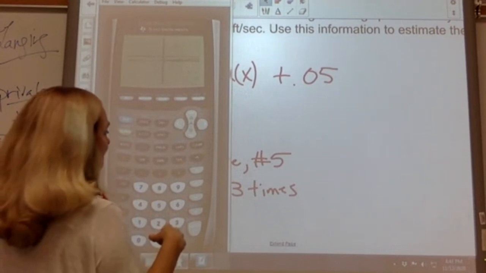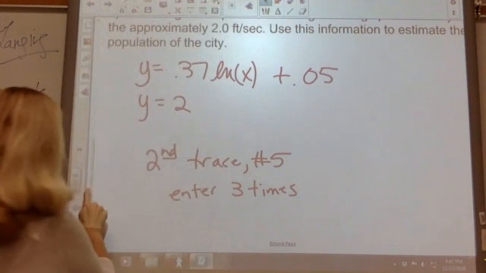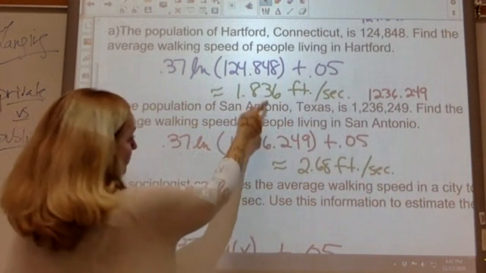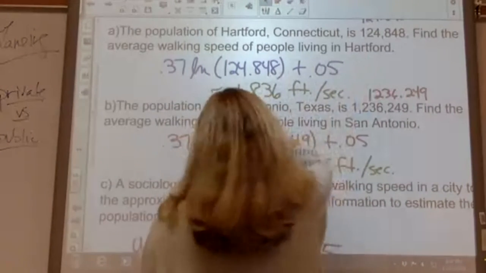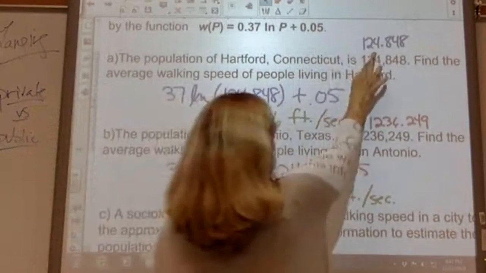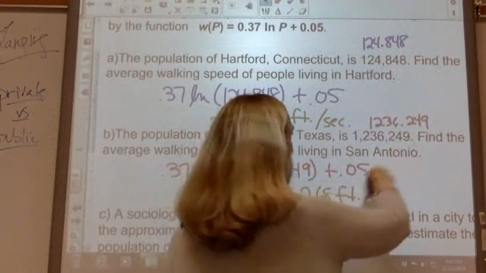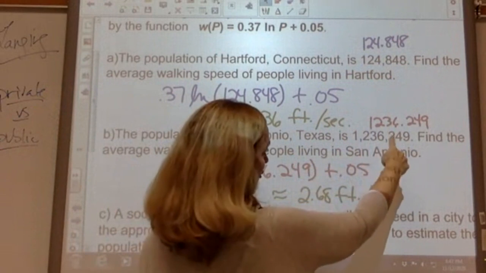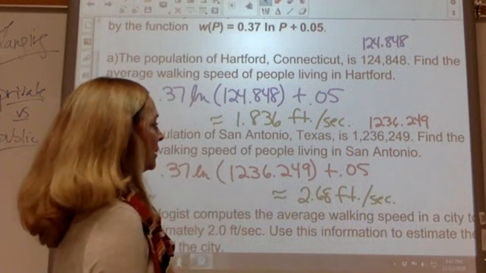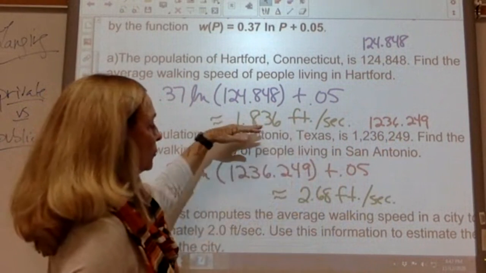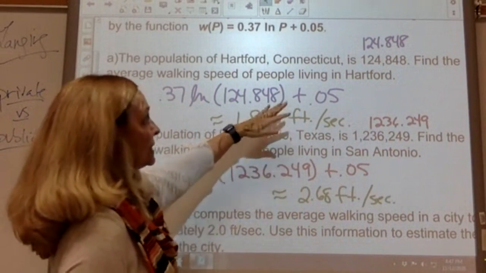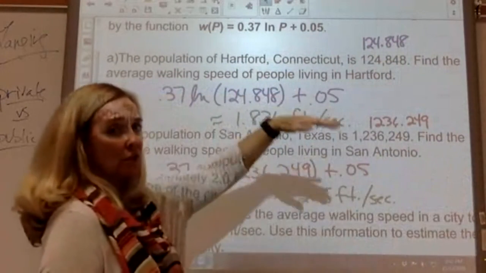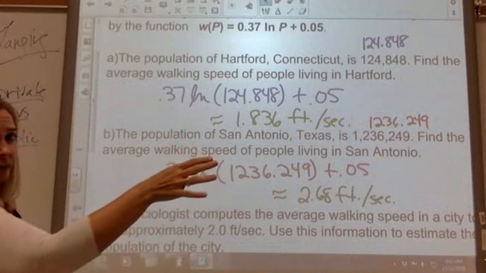And so think about the numbers that we plugged in up here. Okay. Here the population, this was 1.8 is what we ended up with, and we plugged in 124.848. Here, this answer was 2.68, and we plugged in 1,236 point something. And so this one is definitely larger. I know more than 1.836. And so, but we need to be able to go out to at least well past 100. It's moving up very slowly. And so what you're going to end up going to is 300.